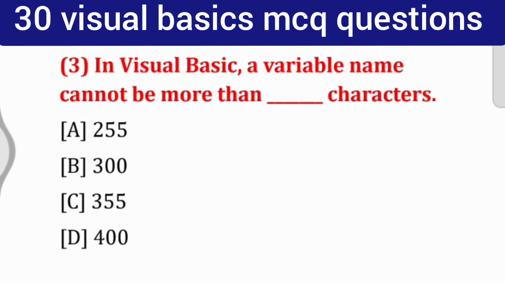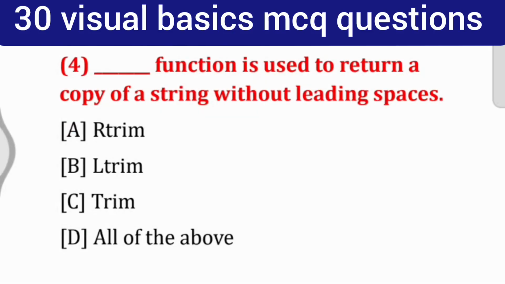Question number 3. In Visual Basic, a variable name cannot be more than dash character. Options: 255, 300, 355, 400. Correct answer is 255.